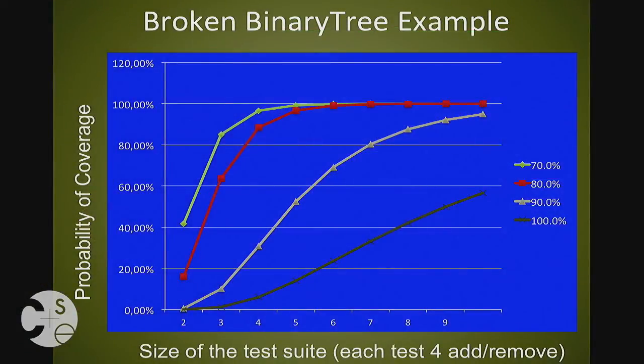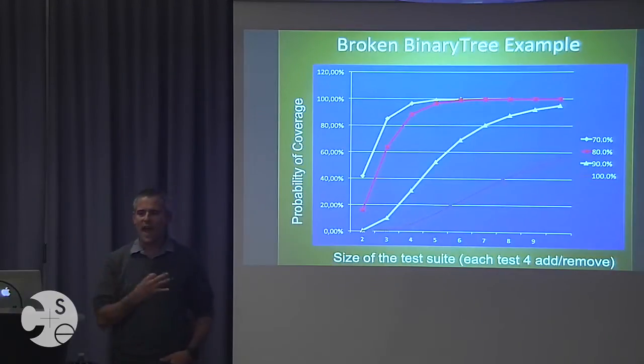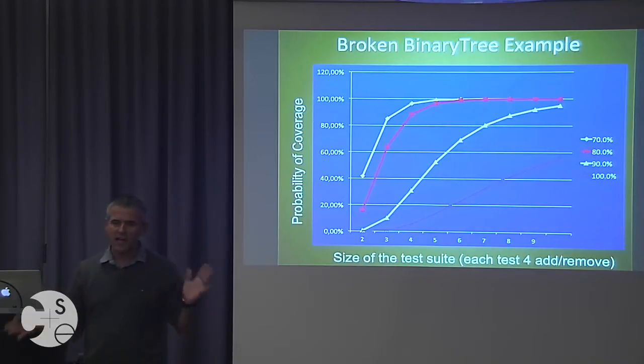This is, again, my famous broken binary tree example. What you see here is test suites of size 10, and each test includes 4 add and remove operations on the binary tree. So you either have 4 adds, 3 adds and a remove, 2 adds, 2 removes, whatever it is. That's what one test is, and you have 10 of them.